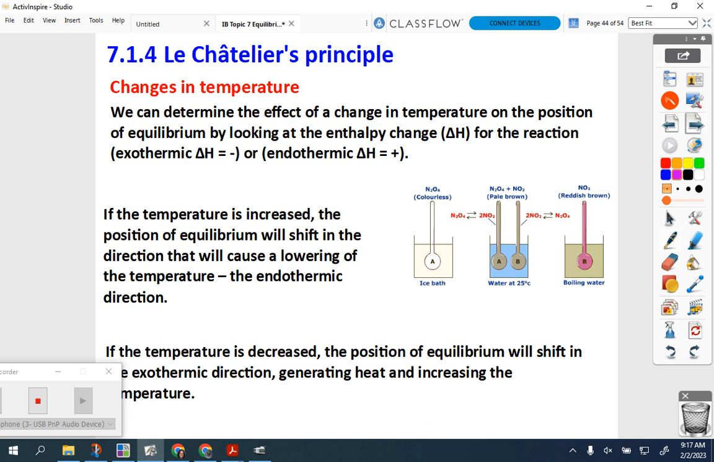If we decrease the temperature, we're going to favor the exothermic reaction, because we want to compensate for the decrease in temperature by creating more energy, creating more kinetic energy. So that exothermic reaction is going to generate heat to compensate for the decrease in temperature, just like shivering is your way of adding heat to compensate for a decrease in temperature. Okay.